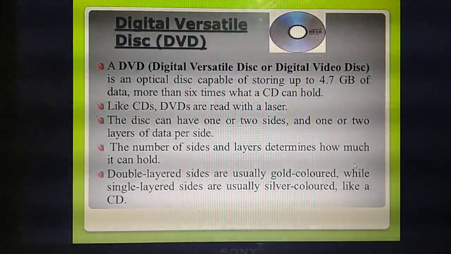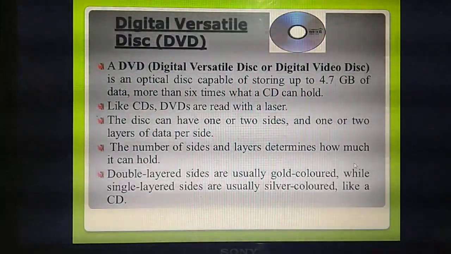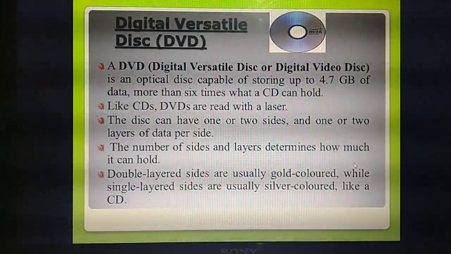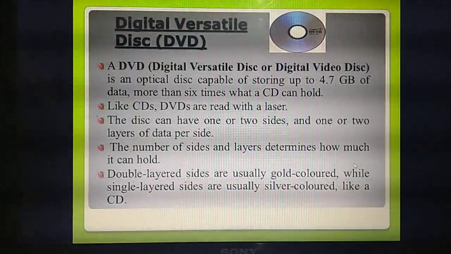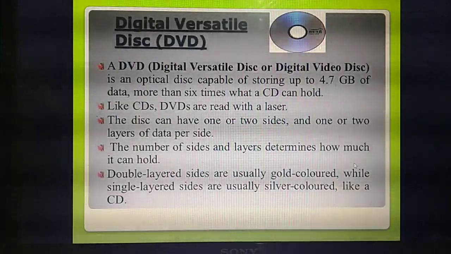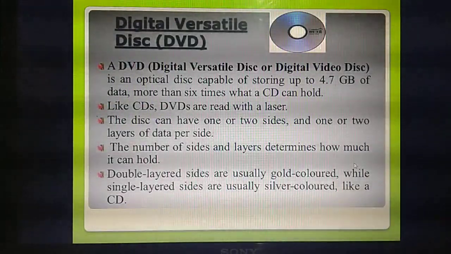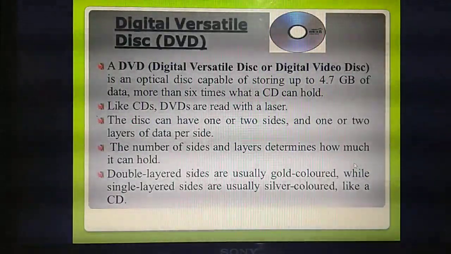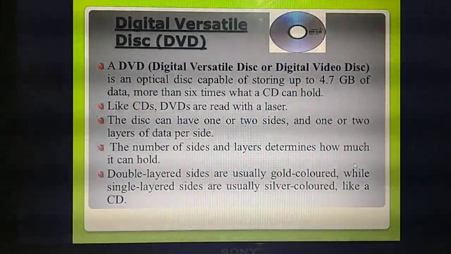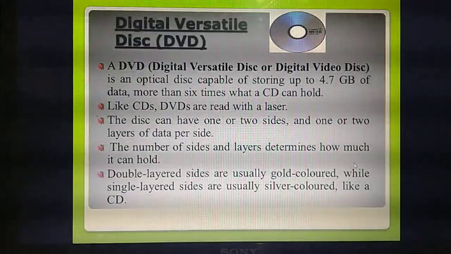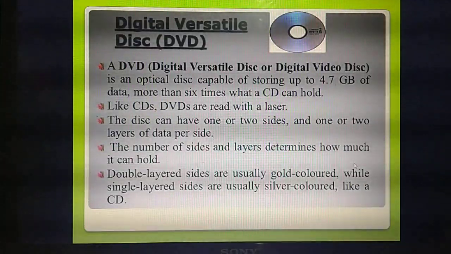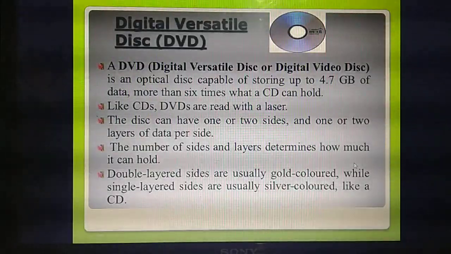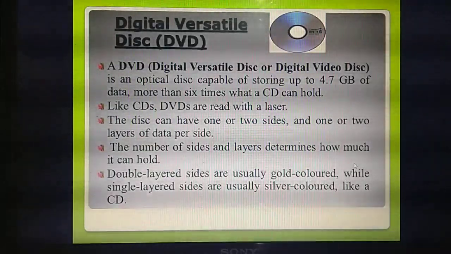All the disks have 2 sides. Normally, when you see with your human eyes, 2 sides are there: upside and bottom side. But don't compare that one. Inside that, some DVDs have 2 sides, that means 2 layers. Some DVDs have only one side inside, that means 1 layer.